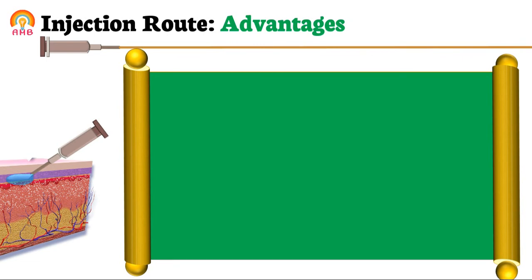By the injection route, we are sure that we can get an effect, and the effect is produced very rapidly. A fast effect can be produced by the injection route. So the action is surer and faster. That's why it is very useful in emergency cases. This is the first advantage.